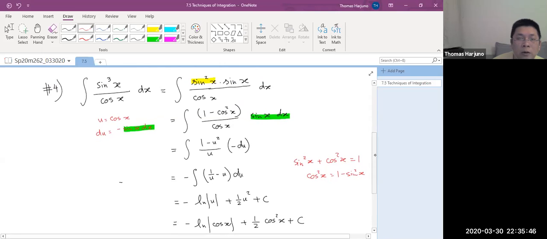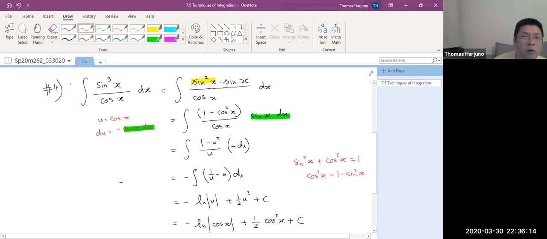Okay, now let me see. It seems like there's another way to do this problem, even though I may not like it. Another way is you multiply the top and the bottom by cosine x, and then at the bottom you will end up with cosine squared x, which then you will write as 1 minus sine squared x.